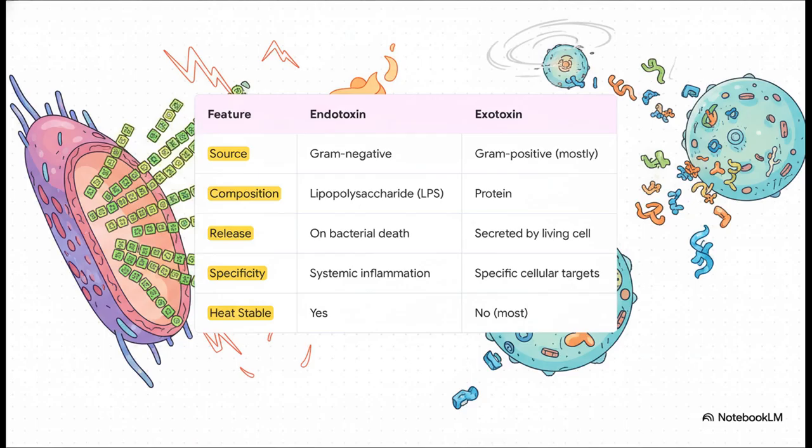And that dictates the release, right? On death versus secreted from a living cell. This in turn leads to their specificity, a messy, chaotic immune response for endotoxins versus a laser-focused target for exotoxins. And finally, heat stability. Because exotoxins are proteins, you can often cook them and they fall apart, but that tough LPS structure of endotoxins, way more resilient.